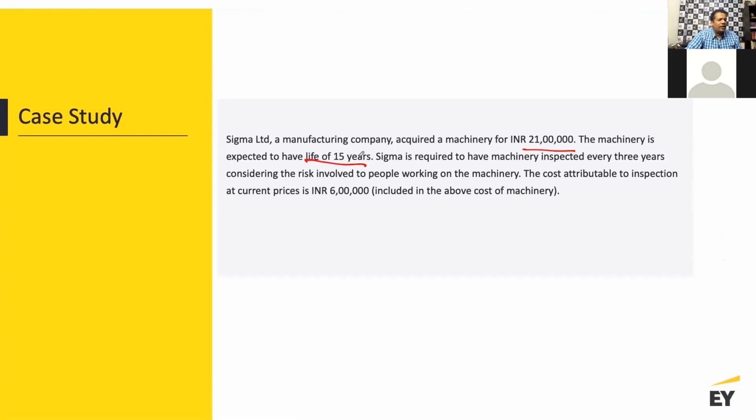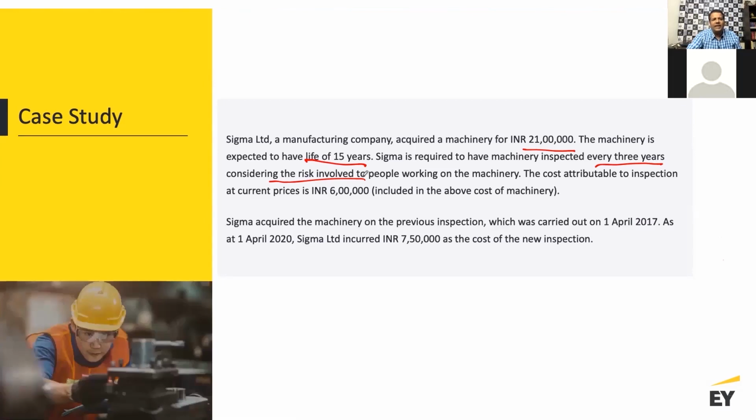Sigma is required to have the machinery inspected every 3 years. Every 3 years, this machinery is required to be inspected, considering the risk involved to people working on the machinery. The cost attributable to inspection at current prices is 6 lakh. So what was my total cost of the machinery? 21 lakh. Now what is my cost of the inspection? 6 lakh.